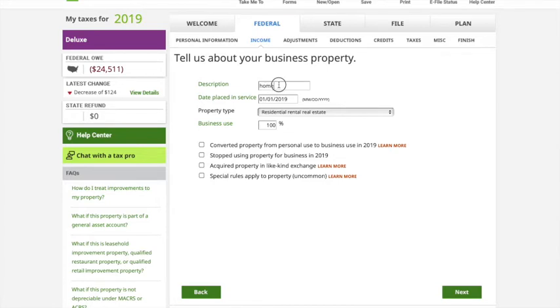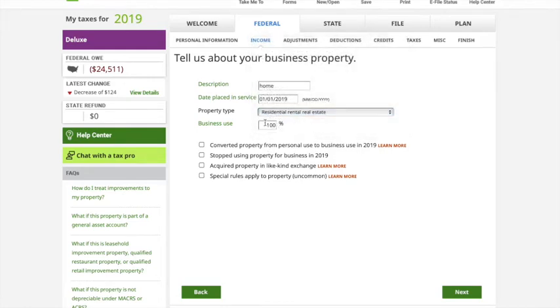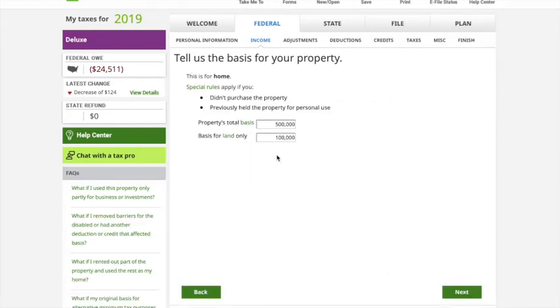So you enter the name of the home, date of service, and you want to be sure to enter residential real estate because we're depreciating real estate. And the business use is 100%. Okay, let's move on. Now here, you need two numbers to determine depreciation.